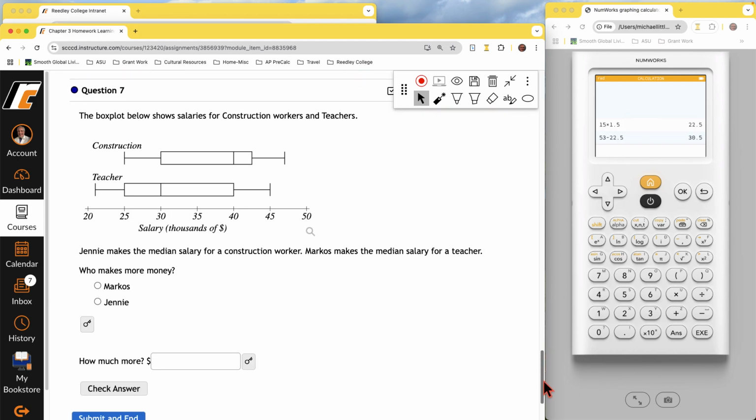Okay, this is the last question. The box plot below shows salaries for construction workers and teachers. Construction's on top, teachers are on the bottom. The question: Jenny makes the median salary for a construction worker. The median salary on a box plot is going to be this line here. So this is Jenny. What we can see is she makes $40,000. Marcos makes the median salary for a teacher. So here are the teachers. The median is this middle one right here. Here's Marcos.